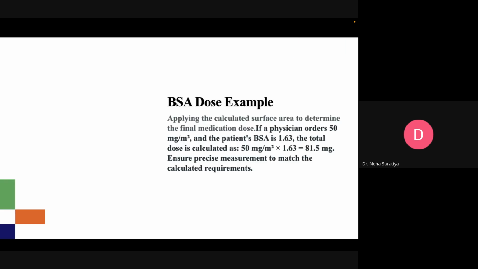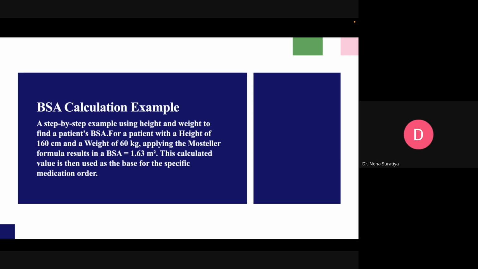Now let me give you a BSA dose example. I hope how to calculate BSA is clear to you. We multiply height into weight, divide by the constant 3600, and take the square root of it, and we will have the BSA for the patient, 1.63.